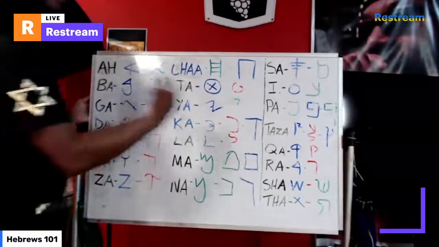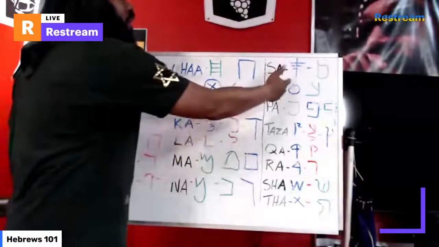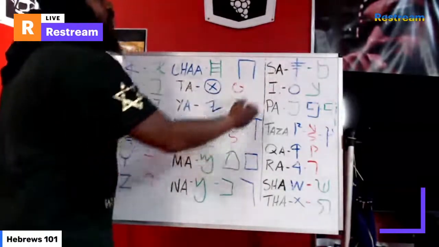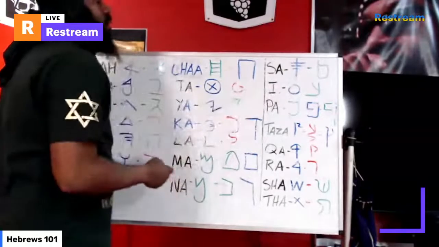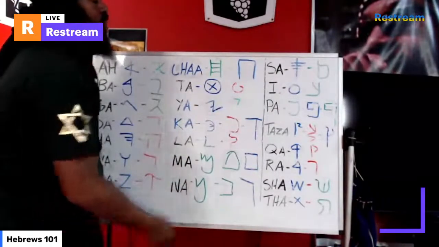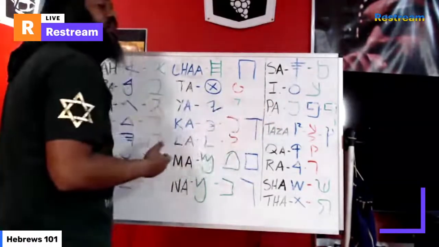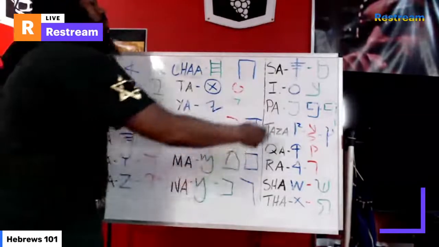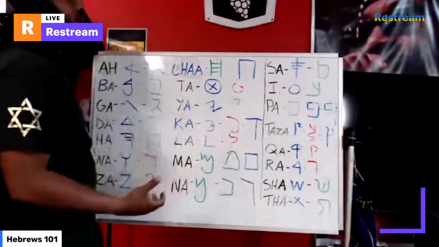Continuing on, we have Sa. In ancient Hebrew, it kind of looks like an antenna. Then we have I. In ancient Hebrew, it looks like the letter O or the number 0. Pa. In ancient Hebrew, it looks like an English capital J. Kind of picture the Pa as a mouth or a smiling face.